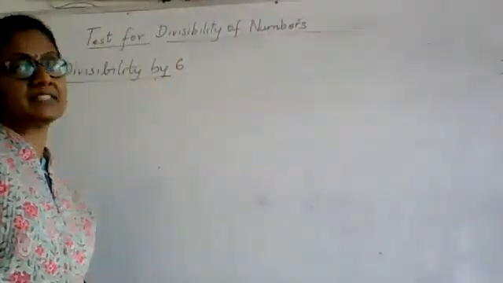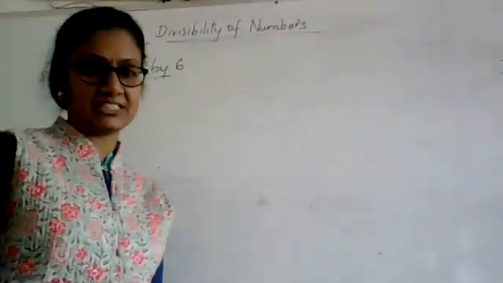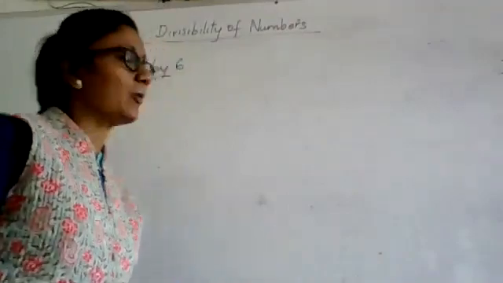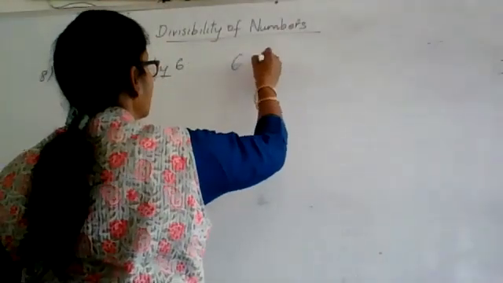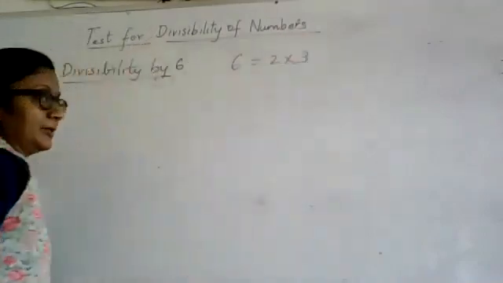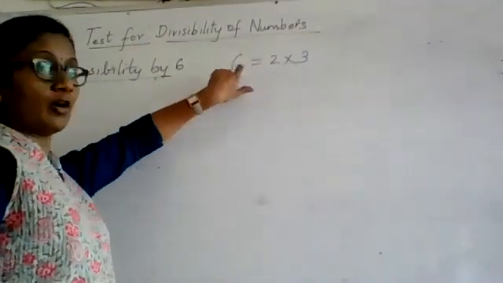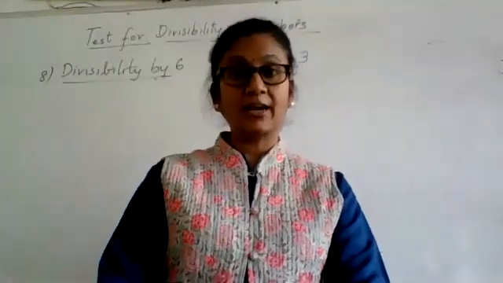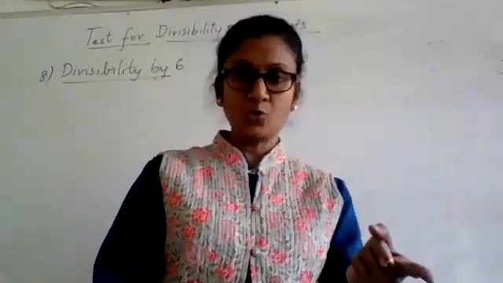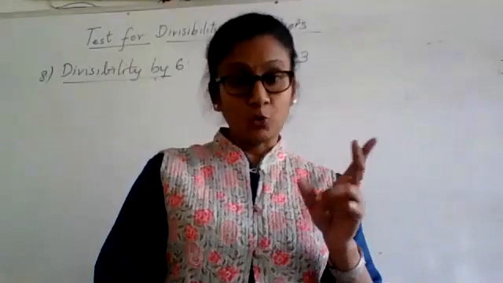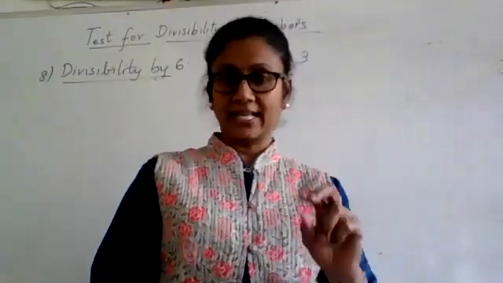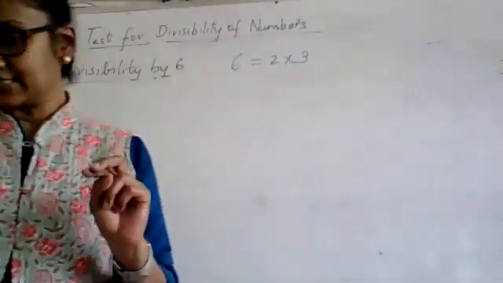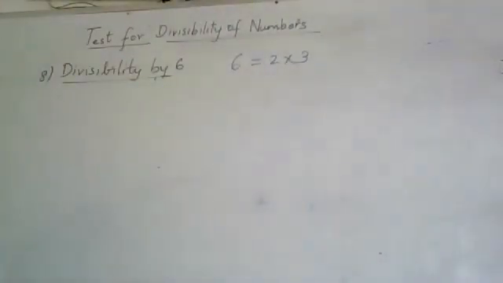The next one is the divisibility by 6. When can you tell a number is divisible by 6 or not? Now I know I can write my 6 as 2 into 3. That means 2 and 3 are the factors of 6. Now I have to check whether a number is divisible by 6 or not. I have to first check whether it is divisible by 2 and it is divisible by 3 also. If both these conditions are satisfied, then I can tell that the number is divisible by 6. So the divisibility test is very, very simple. If a number is divisible both by 2 and 3, then it is divisible by 6.